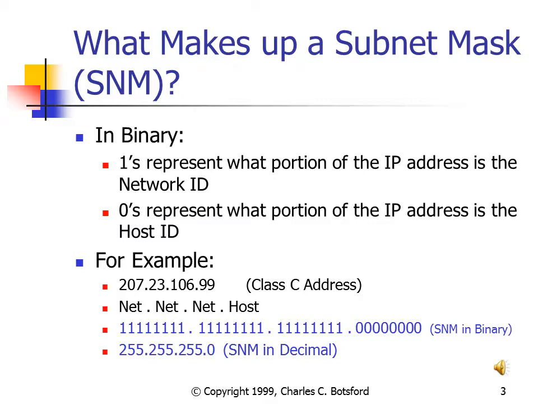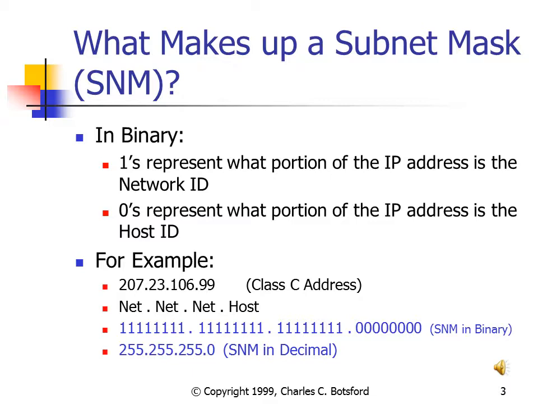Now, the best way to understand subnet masks is to view them from a binary perspective. The ones in the subnet mask indicate which portion of the IP address is a network ID, and the zeros in the subnet mask then indicate which portion of the accompanying IP address is the host ID. In our example here, the IP address is 207.23.106.99. We know that's a Class C address, and that the first 3 octets are the network ID, and the last octet is the host ID.